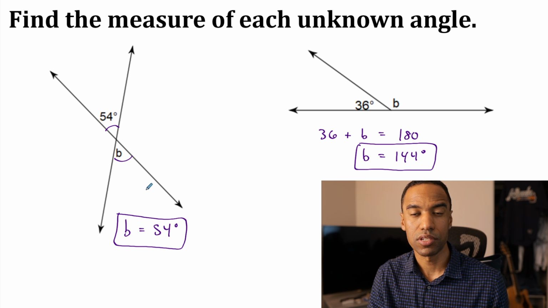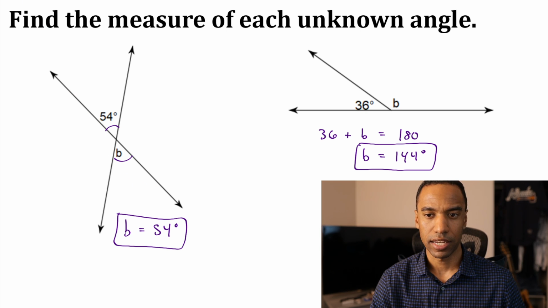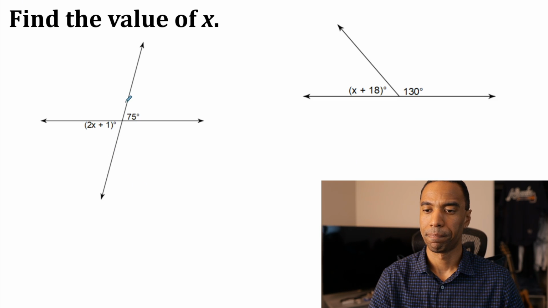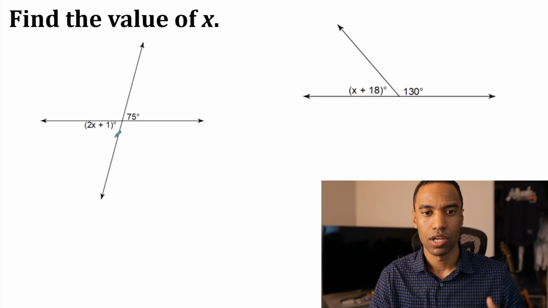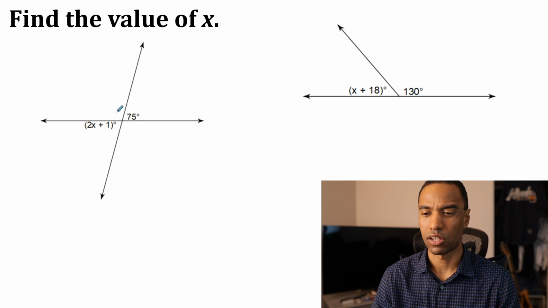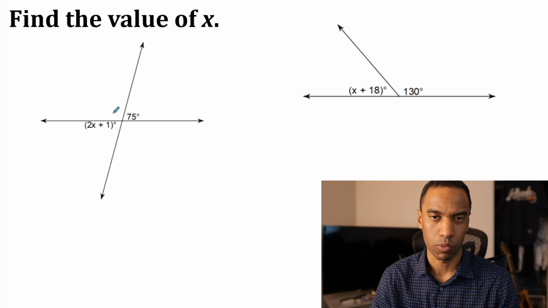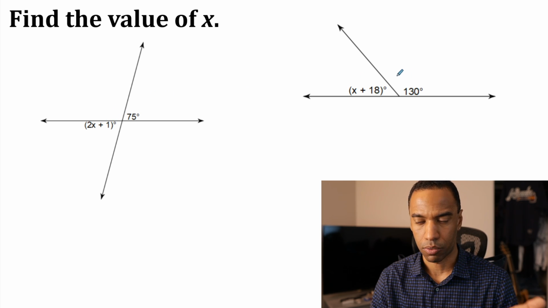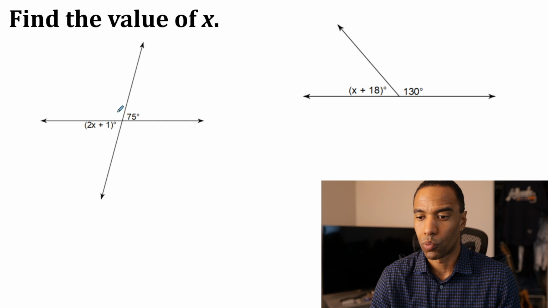Those are straightforward ones. Let's do ones that are algebraic in nature now. So I'm going to move on to the next page. Find the value of x with this information involved. And again, these are simple diagrams. They can get a lot more complex based on what you see. We're going to see more complex diagrams after this, not necessarily with linear pairs and vertical angles, but we might.